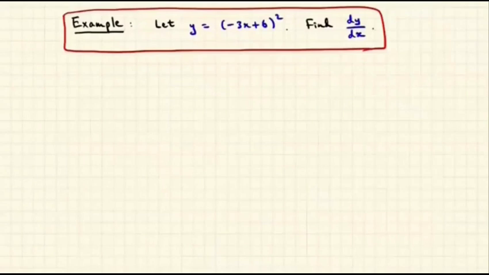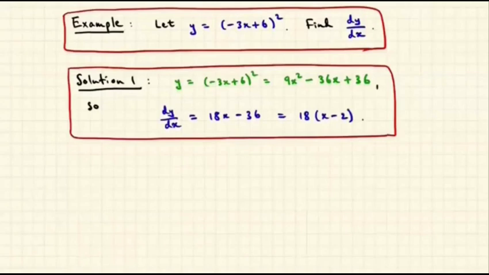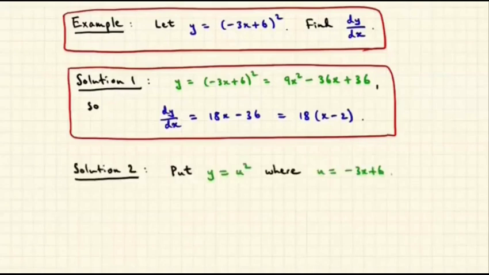Let's consider this one. y equals negative 3x plus 6, all squared, and we want to find the derivative dy/dx. We can solve this, of course, by expanding the bracket to get the quadratic that we see here, and differentiating to get 18x minus 36. And we can factorize that too. We can also solve this indirectly using the chain rule.